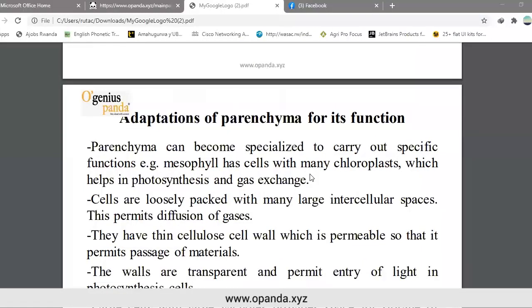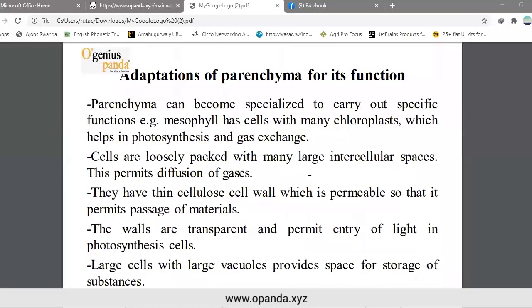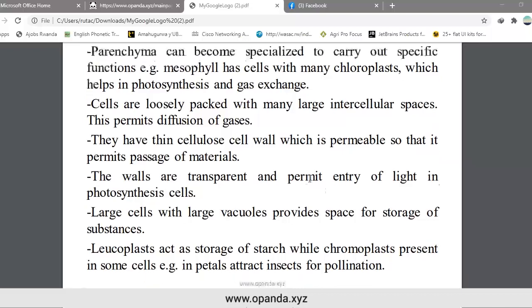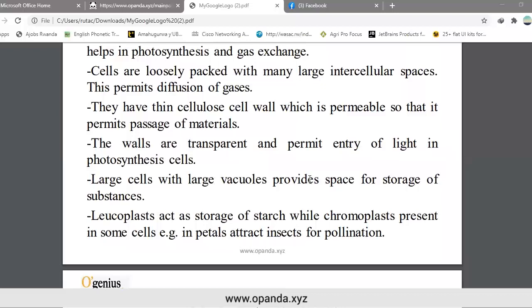They have a thin cellulose cell wall which is permeable, so that it permits passage of materials. The walls are transparent and permit entry of light in photosynthetic cells. Large cells with large vacuoles provide space for storage of substances. Leucoplasts act as storage of starch, while chromoplasts are present in some cells. They are there to attract insects for pollination.